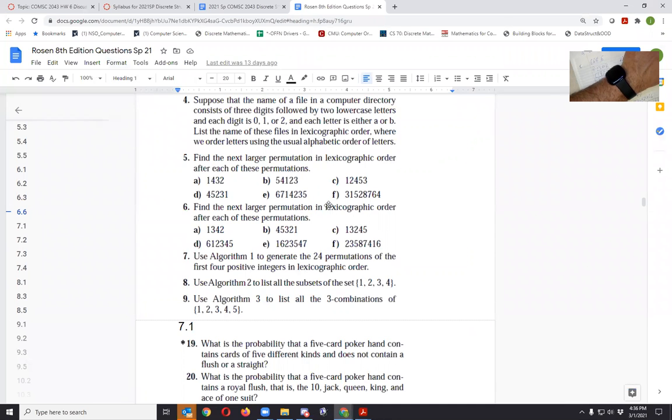Find the next larger permutation in lexicographical order. 4, 5. Oh. So 4, 5, 3, 2, 1. I read the wrong problem. Okay, if you switch these two, it's a problem. Switch these two, it's a problem. These two. So you have to switch these two. So it's got to be 5, 4. No, I'm sorry. The first number has to be 5. So I'll write it up here.